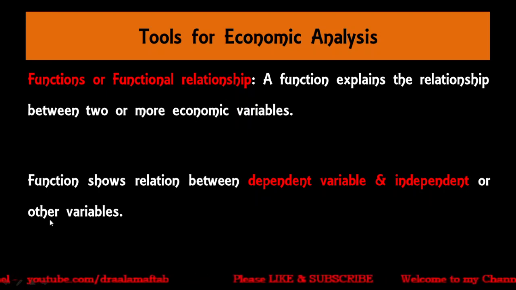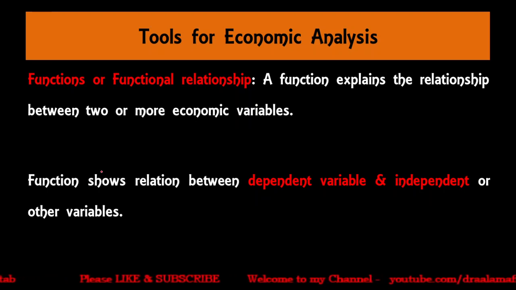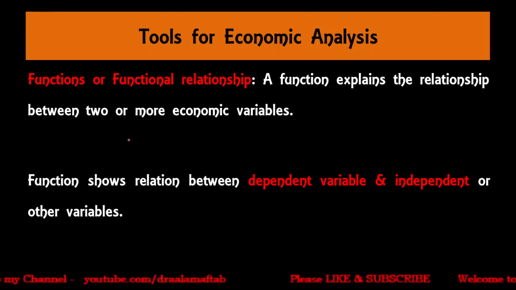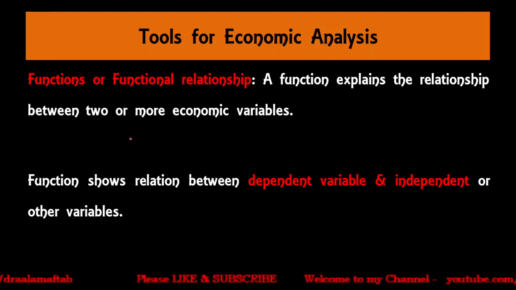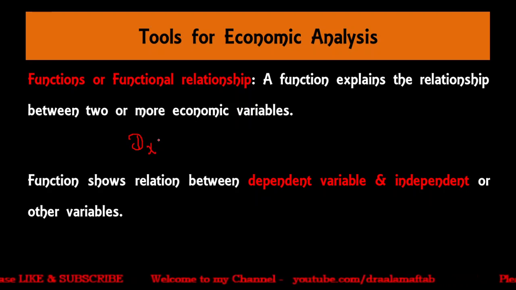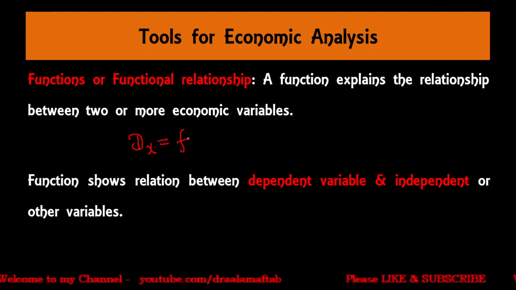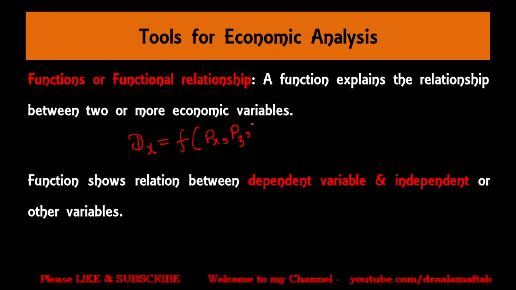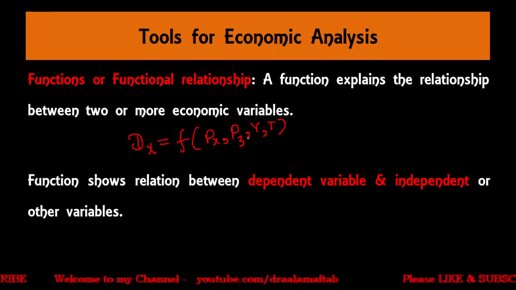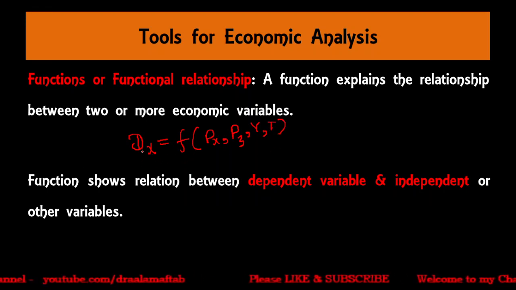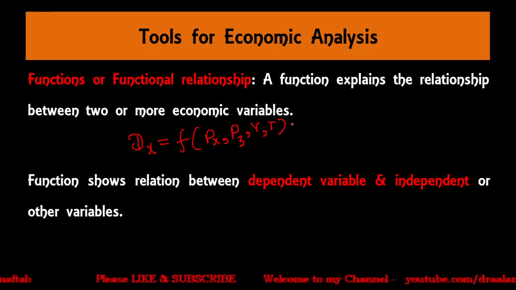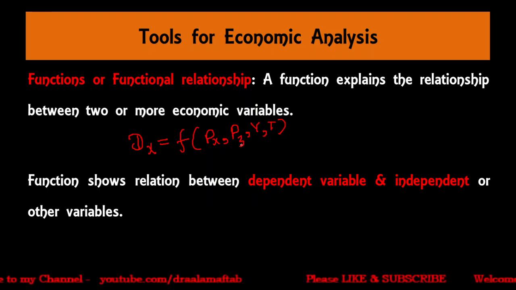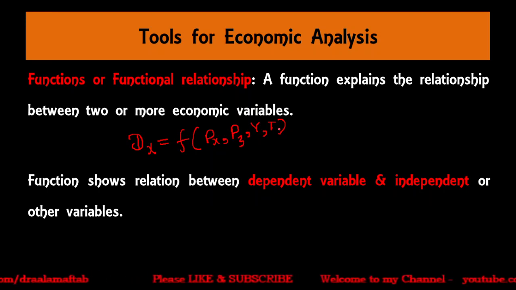A function explains the relationship between two or more economic variables. As I told you just now, a function establishes a relationship between dependent and independent variables. I'll use the same example. Demand for x is a function of price of x, price of any commodity z, income, and taste and preferences. This is a function: dx is a function of px, pz, y, t. Here dx is demand, px is price of x, pz is price of z, which is a related commodity, y is income of the consumer, and t is taste and preferences.